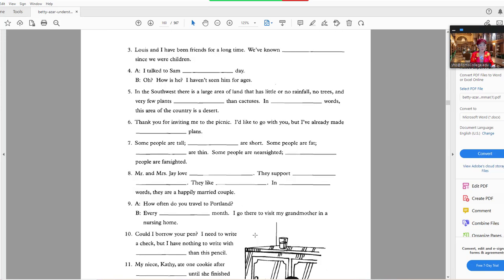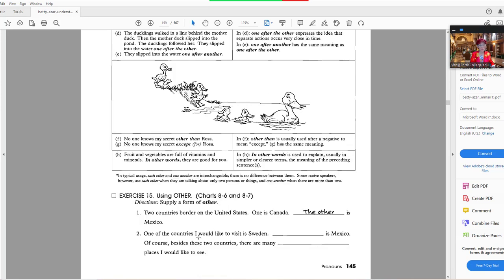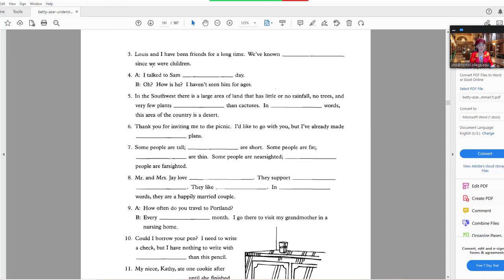So here are some examples. One of the countries I would like to visit is Sweden. The other is Mexico. Of course, besides these 2 countries, there are many other places I would like to see. Louis and I have been friends for a long time. We've known each other since we were children. I talk to Sam every other day. In the Southwest, there is a large area of land that has little or no rainfall, no trees, and very few plants other than cactuses. In other words, this area of the country is a desert.